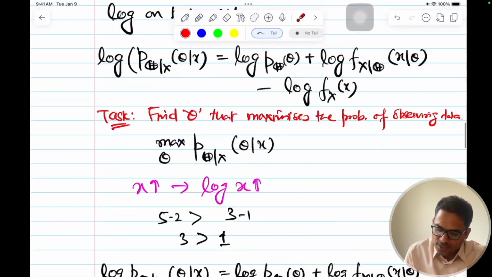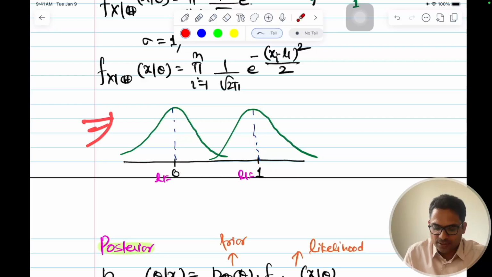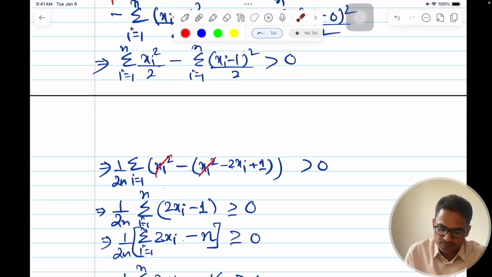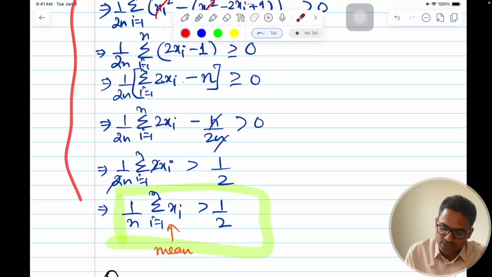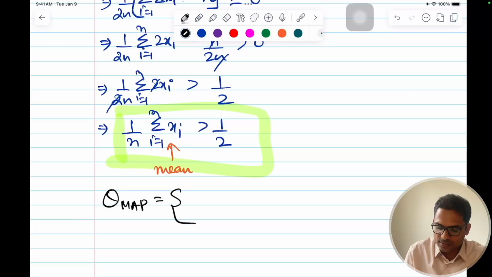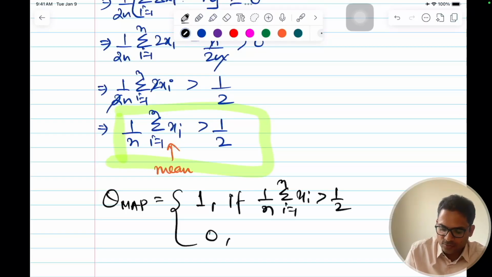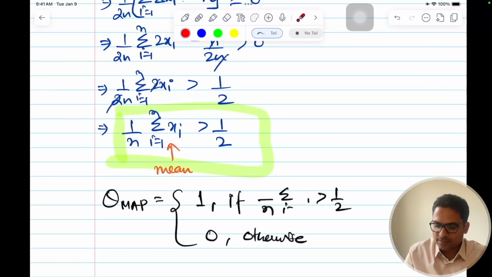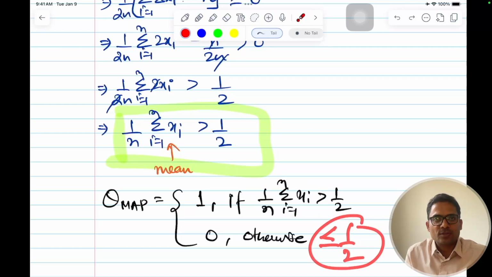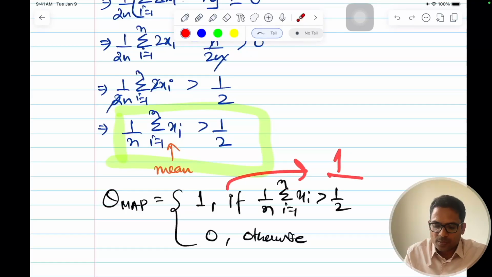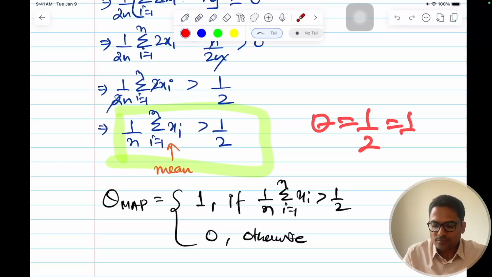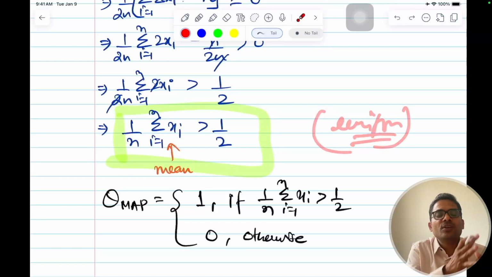I said that mu i is either 0 or 1. So if the summation of all the values is greater than 0, it means it is 1, and if it is equal to or less than 0, then this will be 0. So what will my theta MAP be equal to? Finally we came to the conclusion that the mean should be greater than half. Written mathematically in a condensed format, this will be equal to 1 if 1 by n sigma i equal to 1 to n xi is greater than half, and 0 otherwise. Means when the mean is equal to half or anything less, it will shift to 0, and if the mean is just greater than half, then it will go to 1. The assumption is that theta is uniform, with equal probability of being 0 or 1.